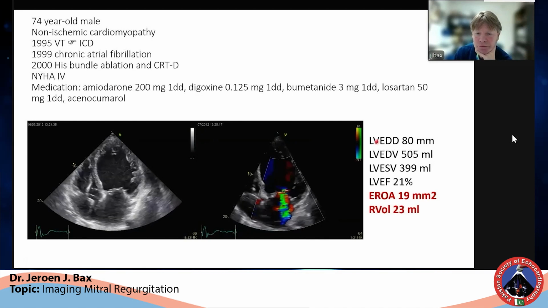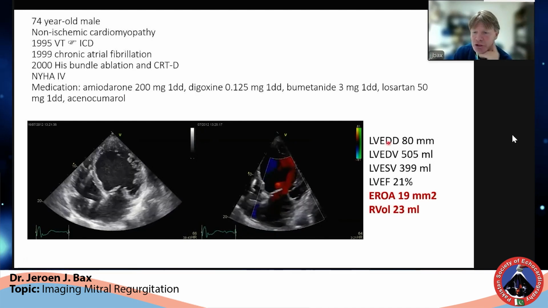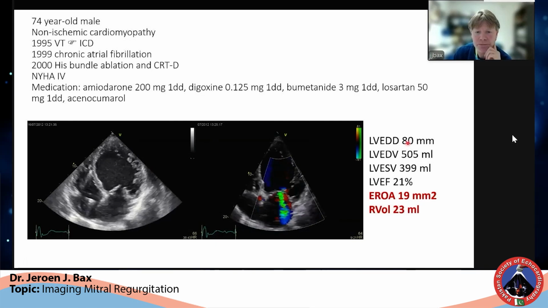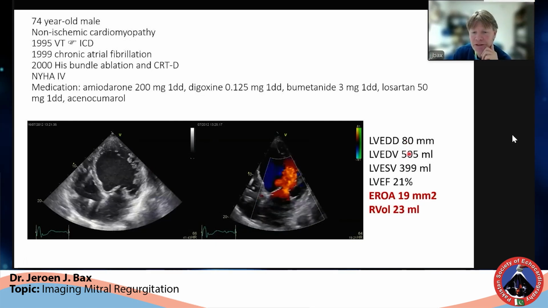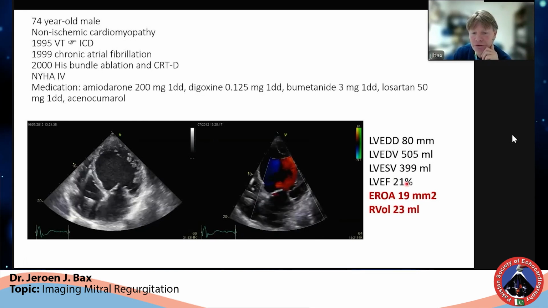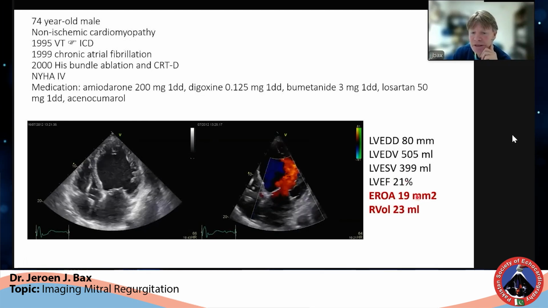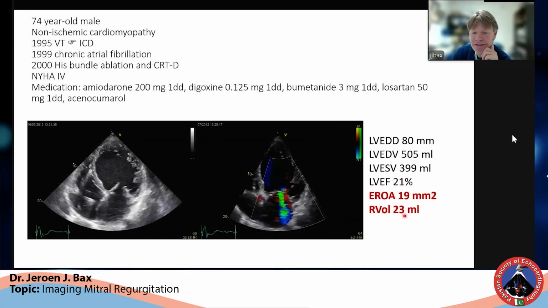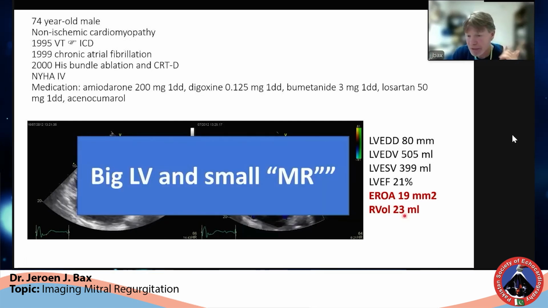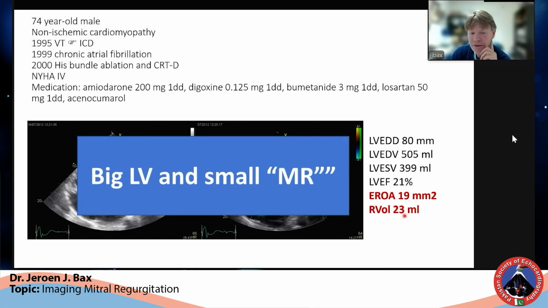LVEDD is huge as compared to the previous patient. This is a big, big ventricle. LVEDD is 80, and diastolic volume is 500, and systolic volume is 400. The ejection fraction is 21. Effective regurgitant orifice area is 19, and the regurgitant volume is 23. This is a big ventricle with a relatively small MR.